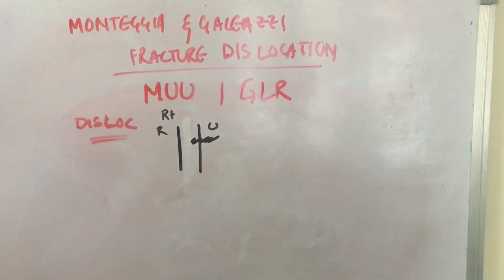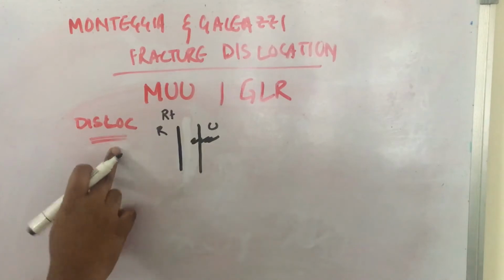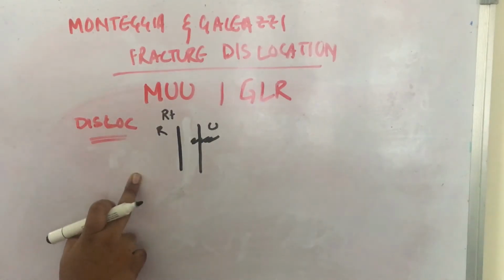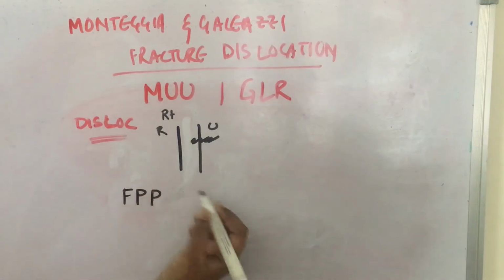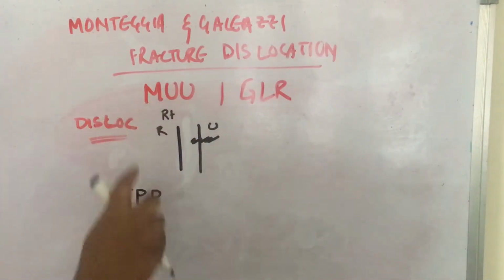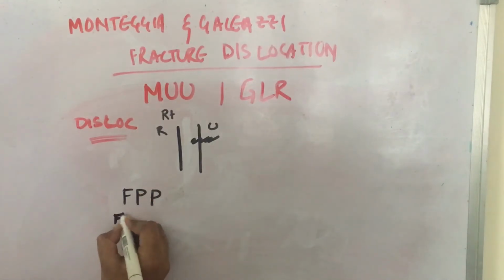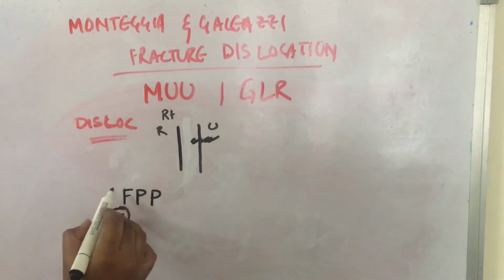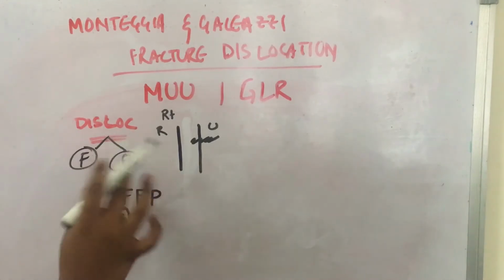Now, that's not it. It's not just the fracture. There's also a dislocation. What is the dislocation? There's another mnemonic for the dislocation. Just remember these words. FPP. Just like MUU, MUU has a dislocation called FPP. In flexion type, because there are two dislocations. There's flexion dislocation in Monteggia, there's extension dislocation in Monteggia.